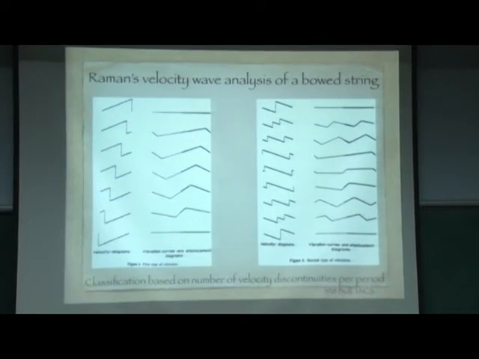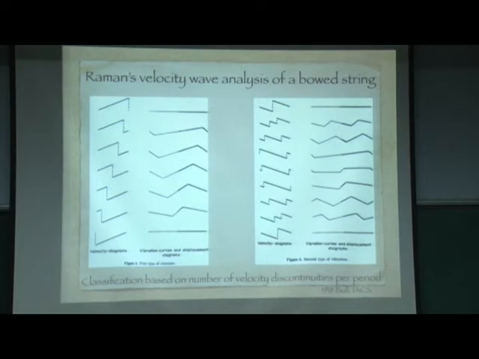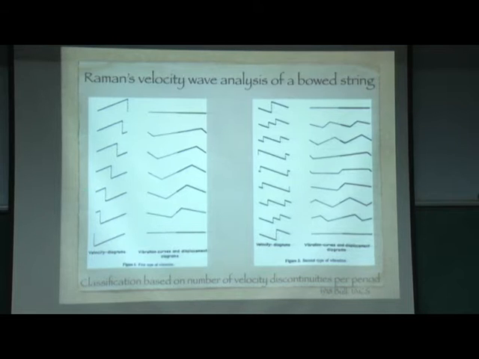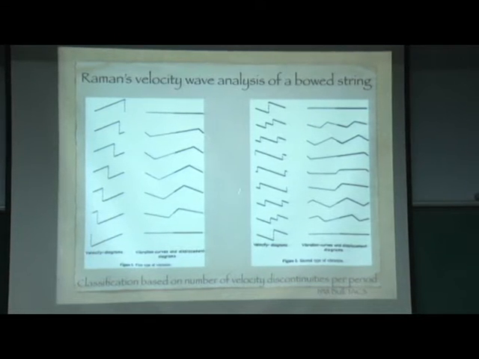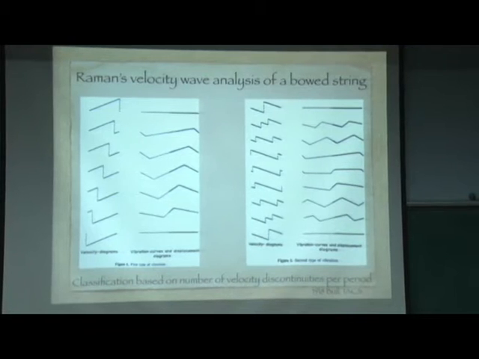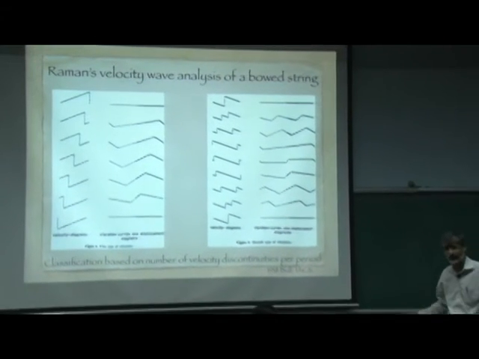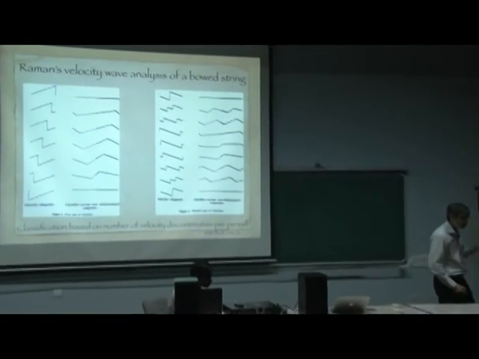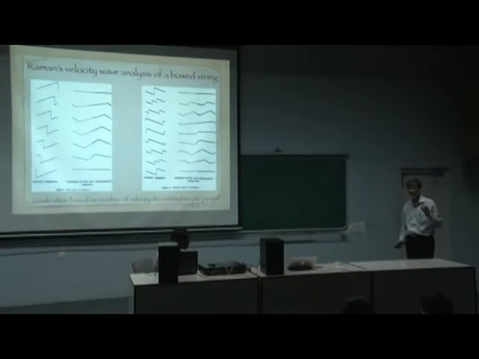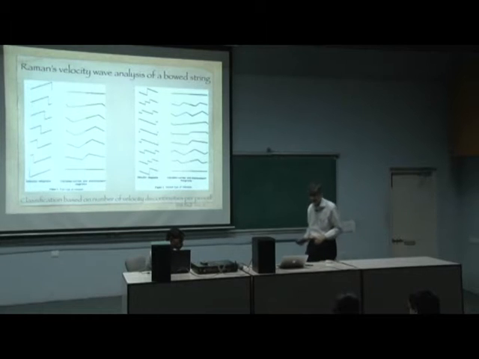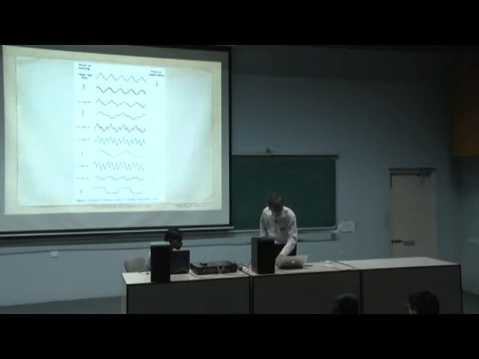And then this is the second type of vibration, two discontinuities. So I've just shown two pictures, but this paper is full of pages and pages of such pictures. Once you have the velocity diagram, you can integrate it and produce a displacement diagram. And then you can continue to construct other diagrams with respect to it. And for every type of vibration, you can have different types of displacement diagrams. Displacement diagrams are important because you can measure them. You can click a photograph of the string and then see how it is vibrating.